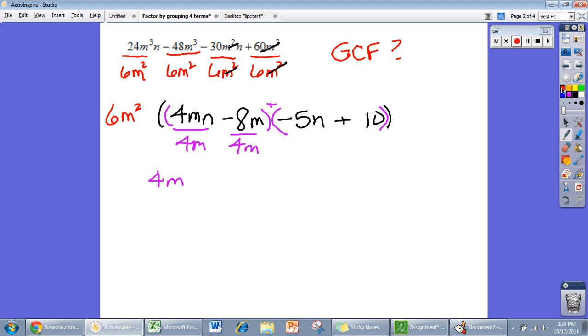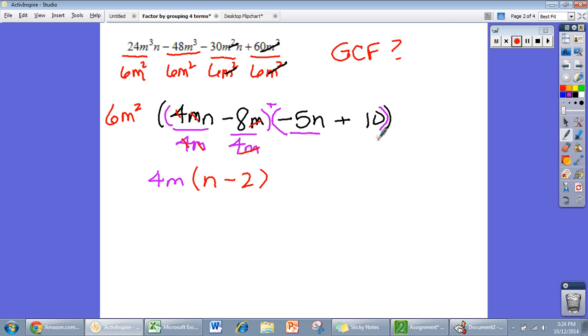What remains is 4 divided by 4 is 1. M divided by M is 1. I'm left with an N minus 2. And again, these M's are canceling.